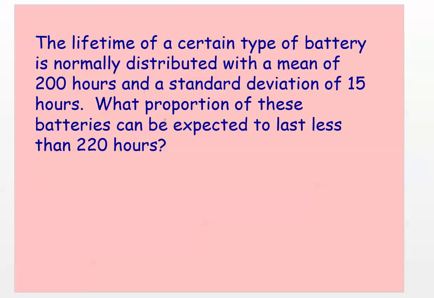So we're told that the lifetime of a certain type of battery is normally distributed with a mean of 200 hours and a standard deviation of 15 hours. And the question is, what proportion of these batteries can we expect to last less than 220 hours? So they tell us that on average, the mean, about 200 hours, what percent of the time are they going to be actually less than 220?